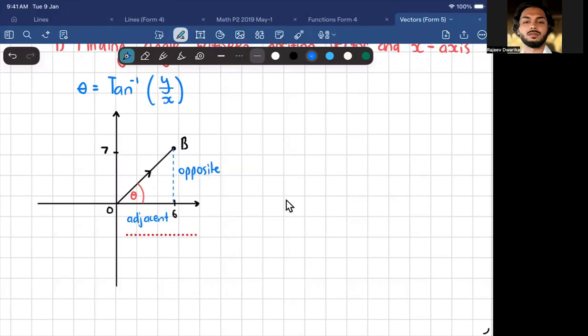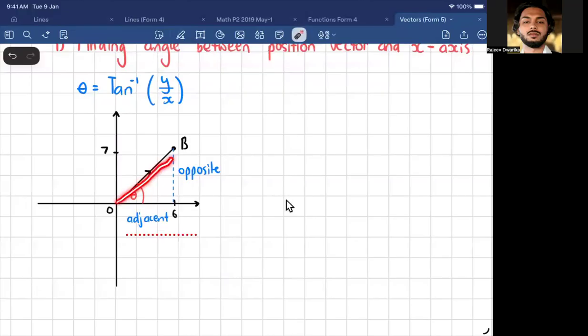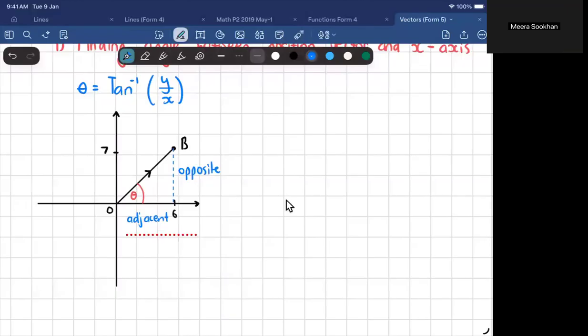Okay, Mira, last one. What do you call the longest line in a triangle? Hypotenuse. Remember that one? Nice. Hypotenuse.